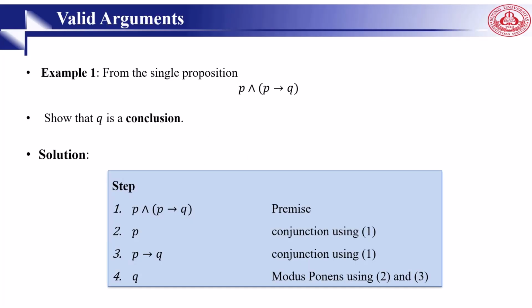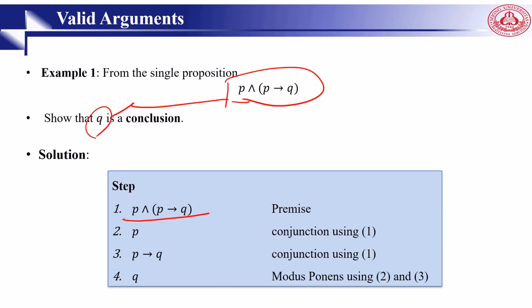We want to use a single proposition P and P implies Q to show that Q is a conclusion. Yes or no? Maybe finally we can make Q a conclusion, or not. This is how we can do it. Here are the steps, and here is the explanation of each step. Number one, we start here, or you can say this is our fact. Based on this fact, we want to start and finally come to some conclusion, and we will see whether it's Q or not. If Q, then we say it's a valid argument. If not, then not.